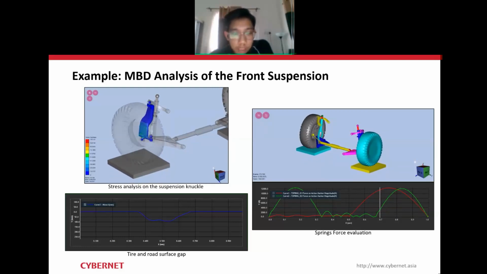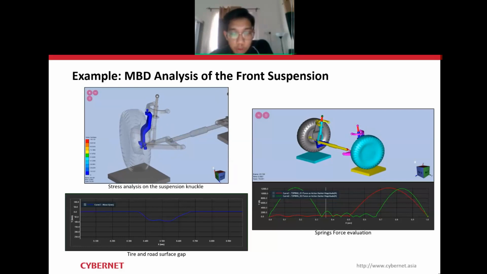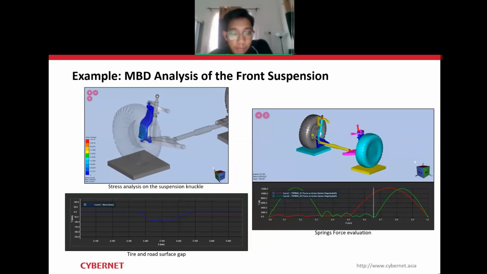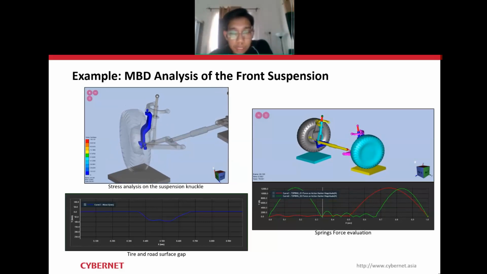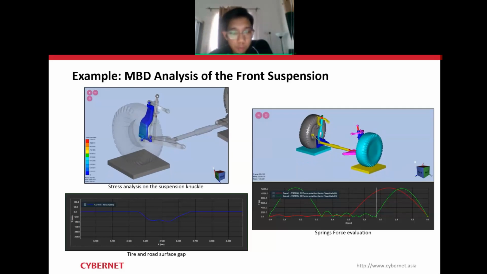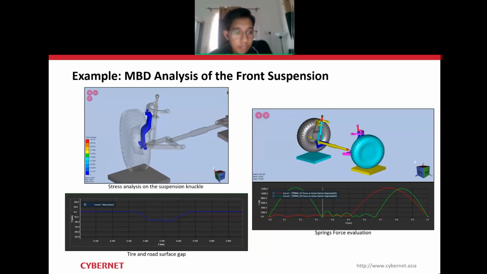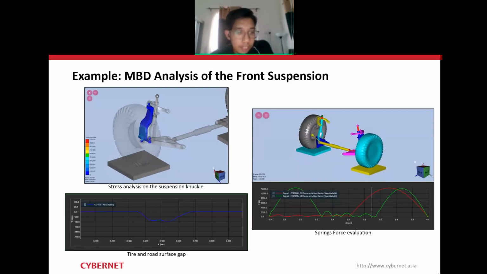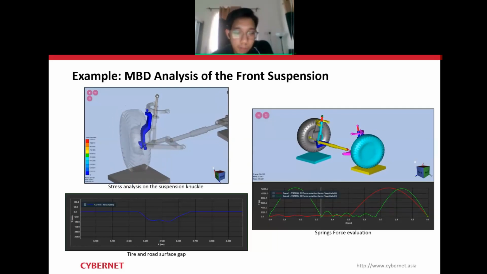We can also evaluate something like the gap and also the duration for which the tire is not in contact with the ground. And then of course, we can also evaluate something like the stresses being imposed onto one of our parts, which in this case is the knuckle part of the assembly, which has a maximum equivalent stress of around 103 megapascal.